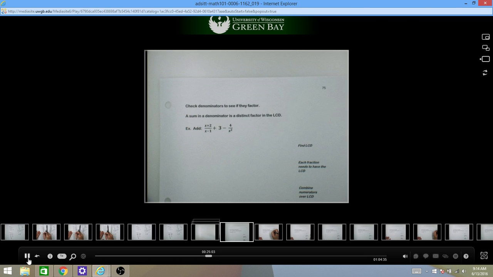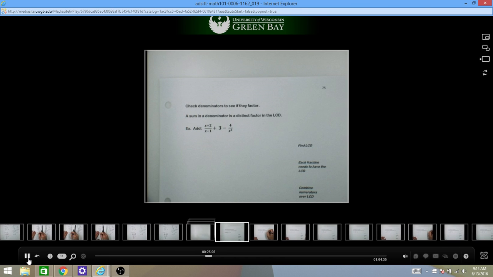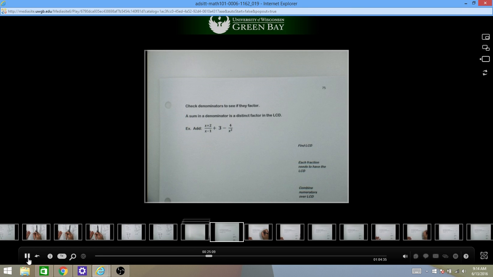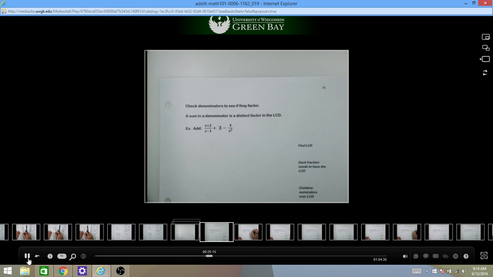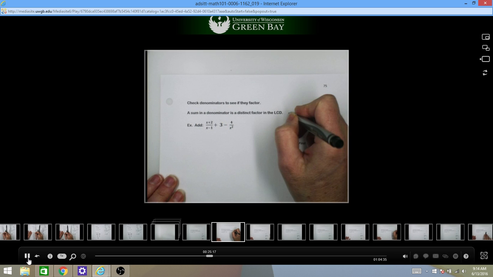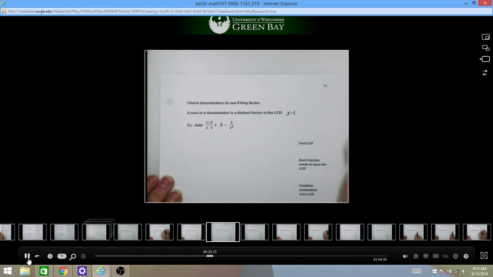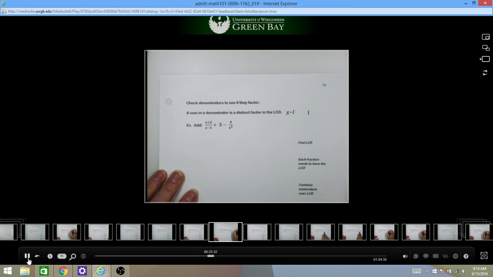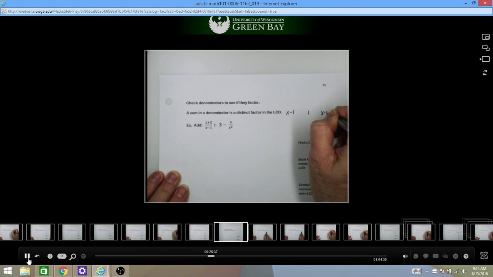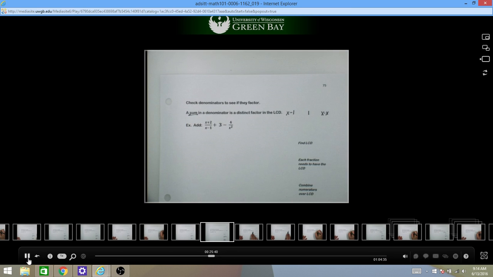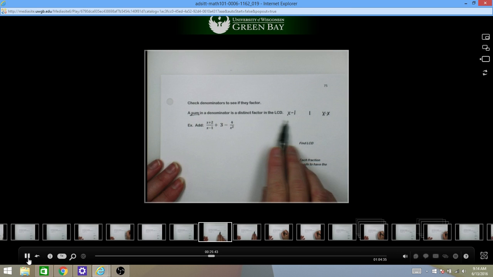So we're going to be checking the denominators to see if they factor. And a sum in a denominator is a distinct factor in a least common denominator. What we mean by that, let's look at our denominators. Okay, so first denominator, x minus 1. Second denominator, what is the denominator for 3? 1. Good. Okay, that's 1. And third denominator is x squared, which is x times x. The sum means adding or subtracting, okay, because we can add negatives. Okay, the sum, x minus 1, is distinct. It is not the same as this x over here.